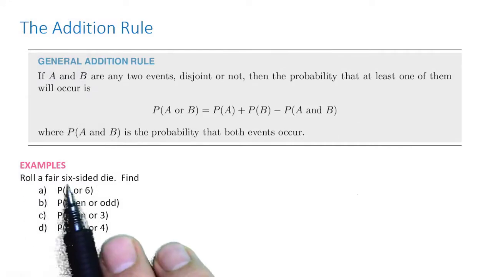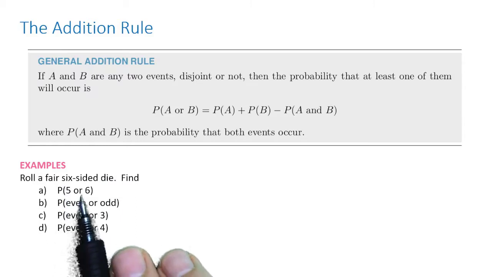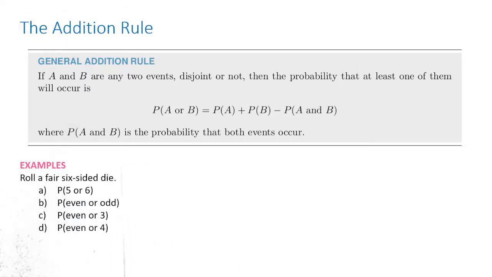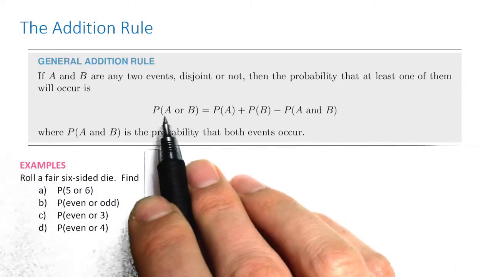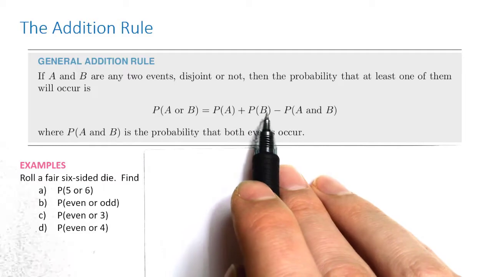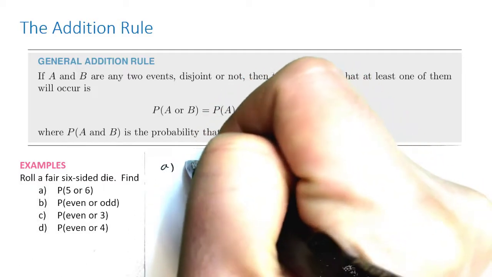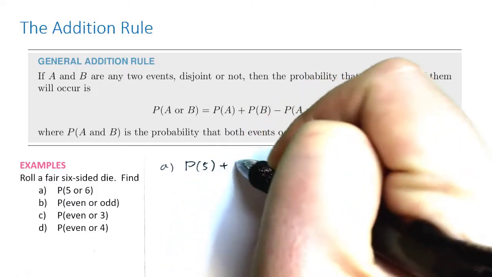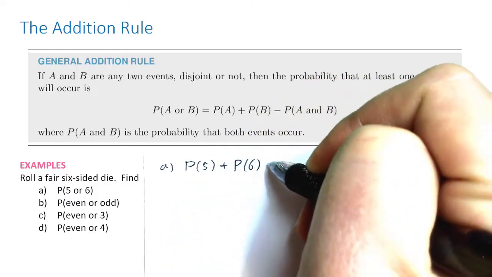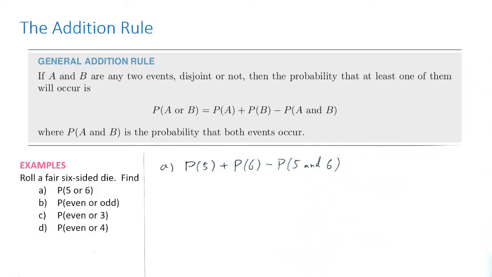We roll a fair six-sided die, and we want to know the probability of getting a 5 or a 6. Well, according to this rule, we will look at the probability of getting a 5, the probability of getting a 6, and the probability of getting a 5 and a 6. So, probability of 5 plus the probability of 6 minus the probability of 5 and 6.